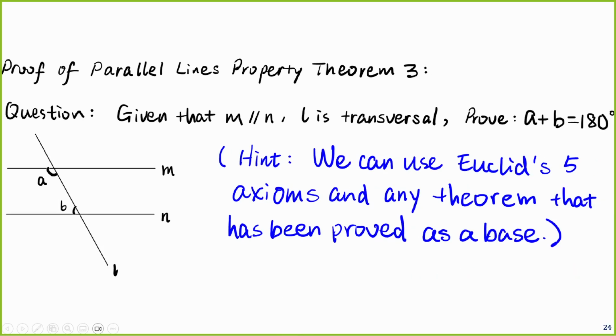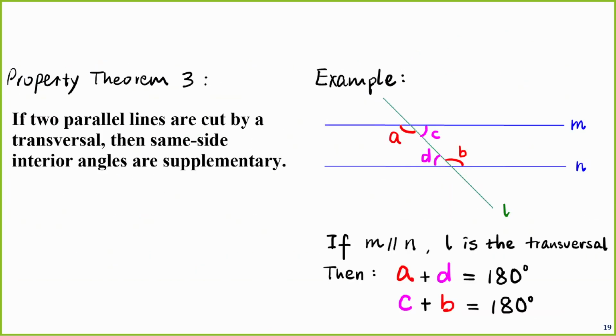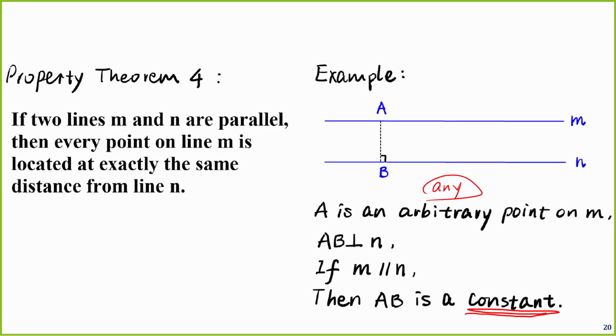And the third one. Given that M is parallel to N, L is a transversal, can you prove A plus B is 180 degrees? Again, this time you could use either theorem 1 or theorem 2 to help you prove theorem 3, right? We can say M is parallel to N, therefore B equals C. Again, corresponding angles are equal. Because A plus C equals 180 degrees, A plus B must also equal 180 degrees, right? So therefore, if two lines are parallel, same side interior angles are supplementary. You can try to prove the fourth one by yourself after this class. This is a little complex.